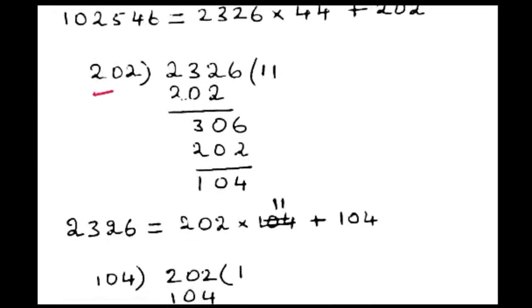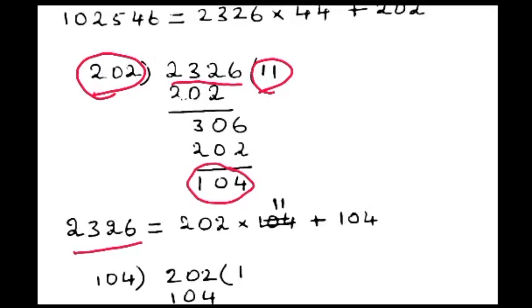So 202 becomes the divisor, the remainder in the earlier step becomes the divisor. The divisor in the earlier step becomes the dividend here. When 2326 is divided by 202, we got quotient 11 and remainder 104. Therefore, dividend 2326 equals divisor 202 multiplied by quotient 11 plus remainder 104.